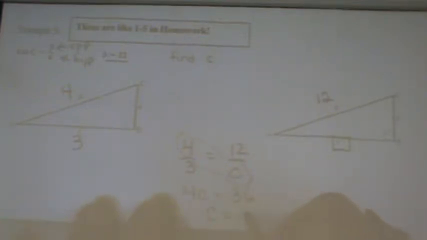Now, is that the only thing you could have written? No. You could have written 4 is to 12 as 3 is to C, and then just cross multiply. 4C is 36. What's C? 9.